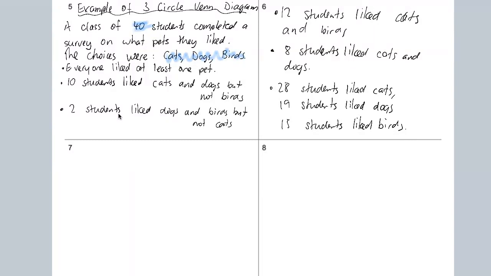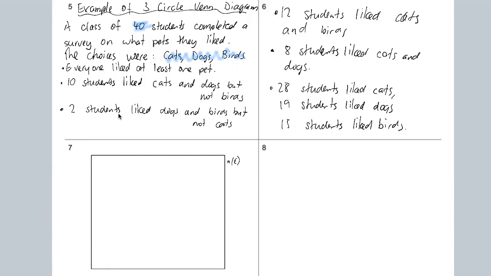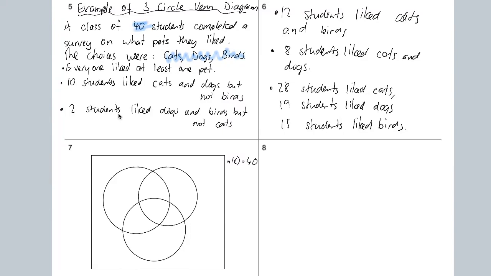Sorry for my scratchy writing there. Okay, so we draw our Venn diagram as big as you like, and we are told that it's a class of 40 students. So I'm going to go, the number in the whole set is equal to 40. That helps me. Now I need to draw 3 circles, one for each of my groups. 1, 2, 3. Not very neat, but that's okay. I need to label those so that I know what I'm talking about. So I'm going to go birds, cats, and dogs, just so it's sort of in alphabetical order. Good so far?